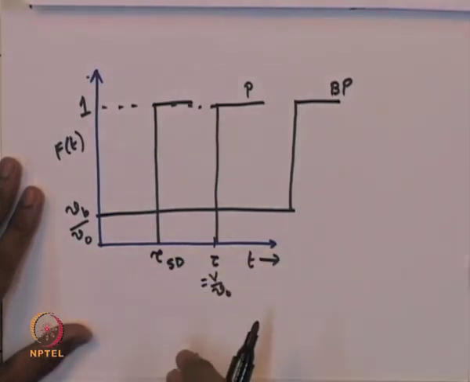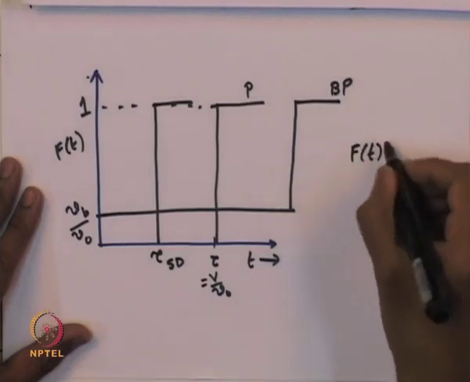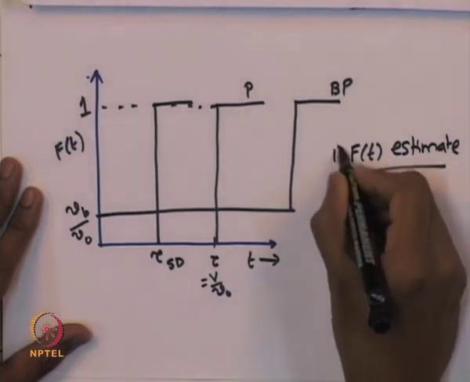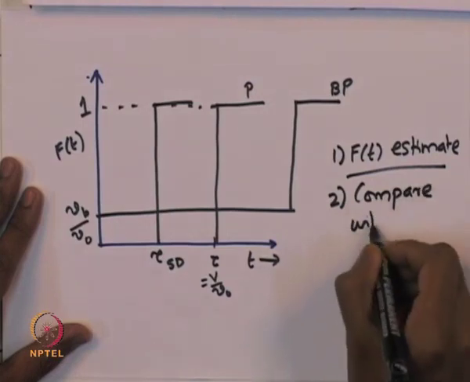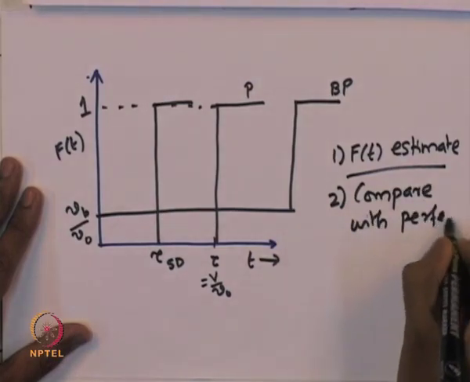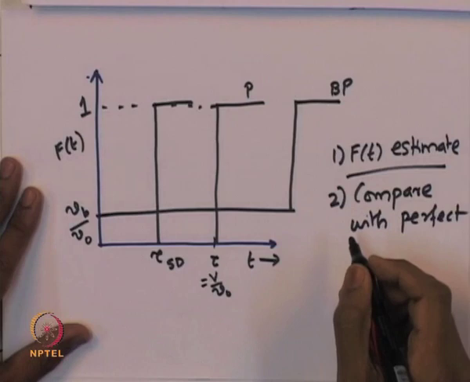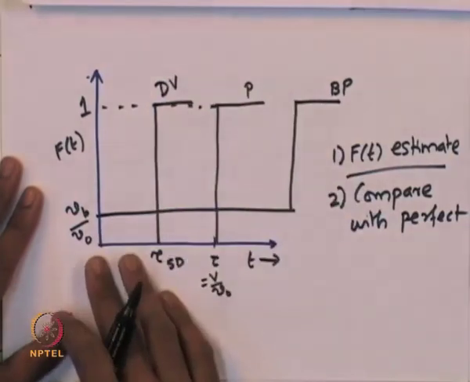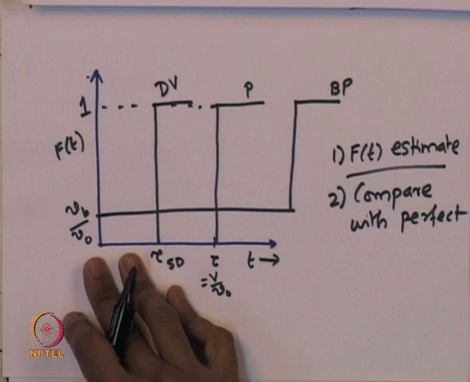So, the method is that one should first estimate the F curve experimentally and compare it with the perfect operation case. This will provide a clue whether there is a bypass in the reactor or whether there is dead volume present inside the reactor. So, this is the story for the single CSTR and the single plug flow reactor.